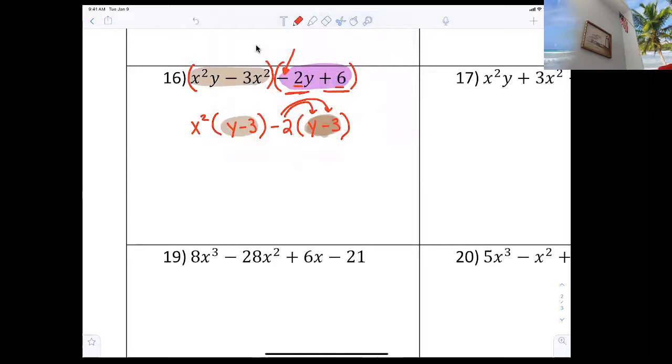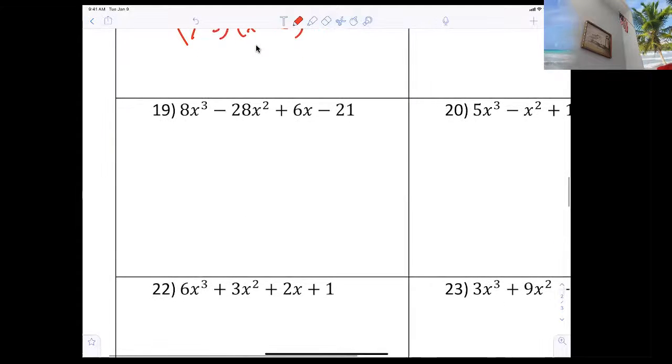So now what? What's common? Y minus 3. What's left behind? That is correct. All right. Now, these, what we say normally is right here. This is now the real kind of problems that you're going to have. All right. So let's do factoring by grouping.